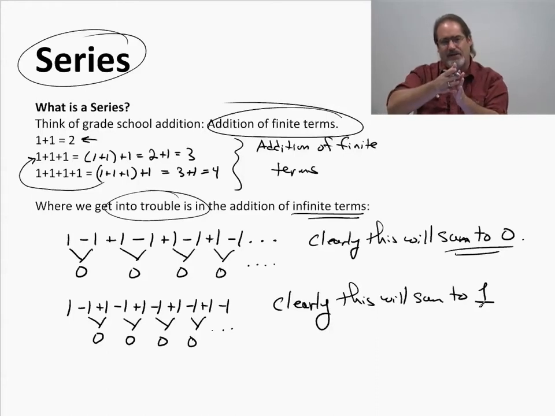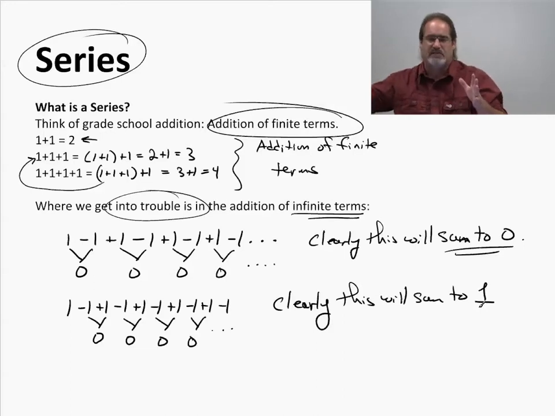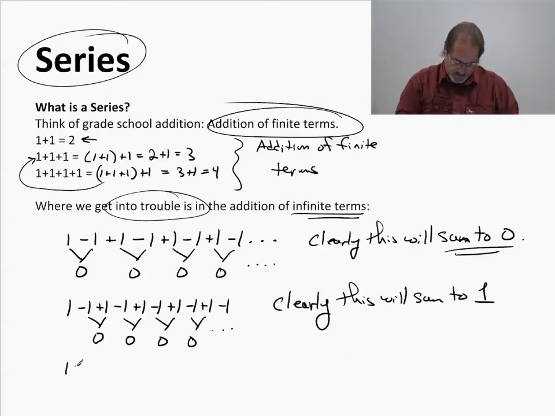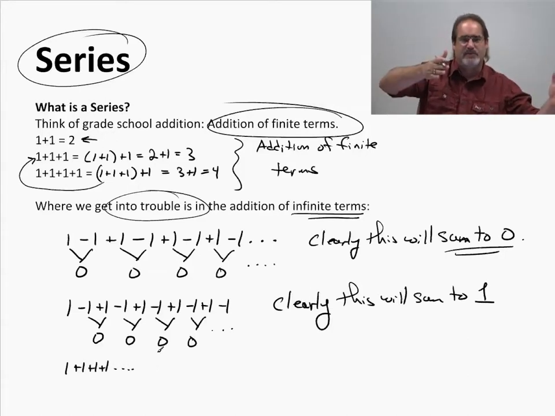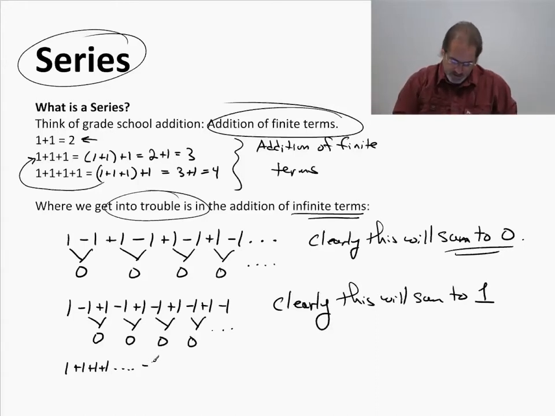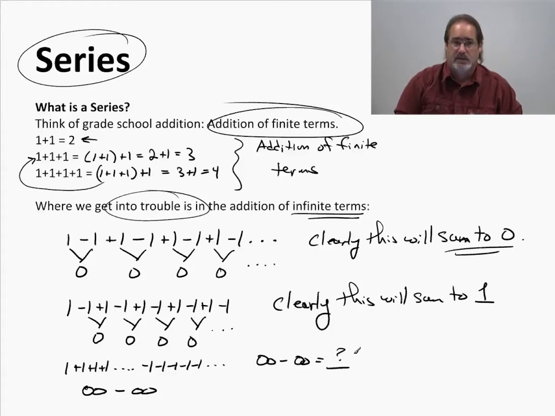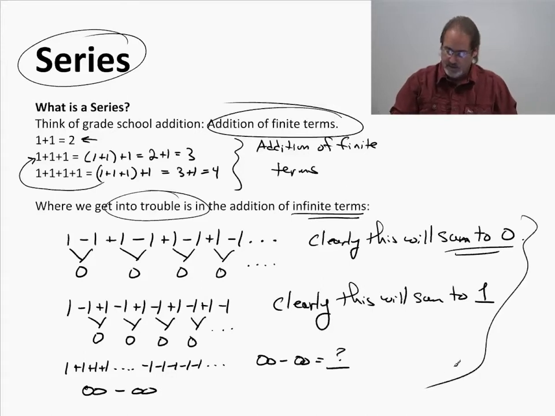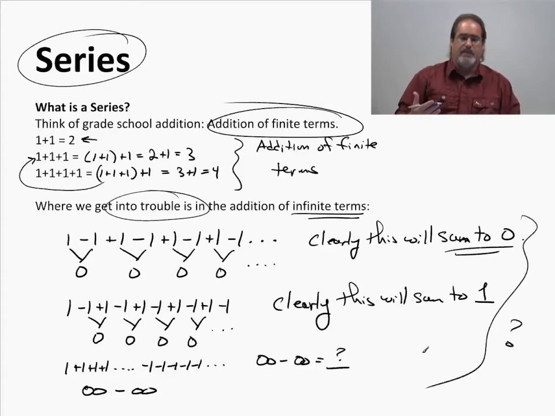Well, what if I, rather than taking these 1, negative 1, 1, negative 1, what if I just take all of the positive ones and move them up front? So I'll have 1 plus 1 plus 1 plus 1 out to infinity. And then all the negative ones, I'm going to put at the rear. So I'll have negative 1, negative 1, negative 1, negative 1, negative 1 out to infinity. So what I end up with is infinity minus infinity. Well, clearly, infinity minus infinity equals, I don't know what that equals. Don't be saying 0. Which of these is correct, if any of them?